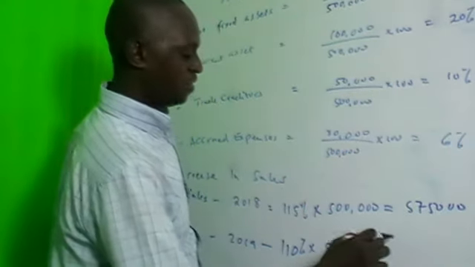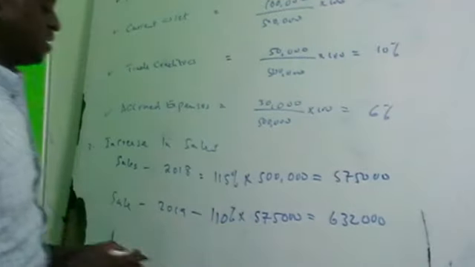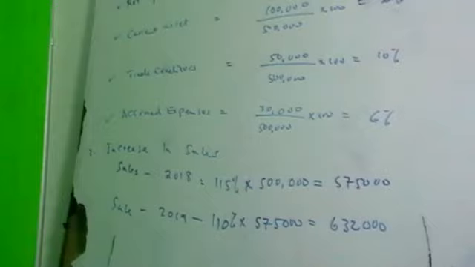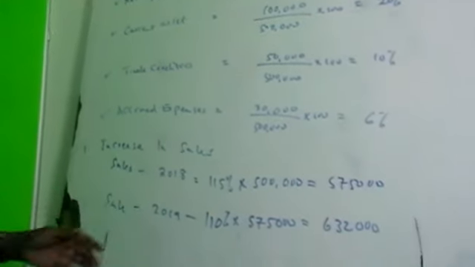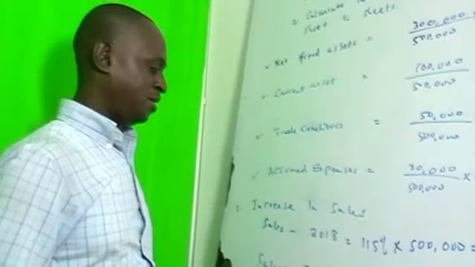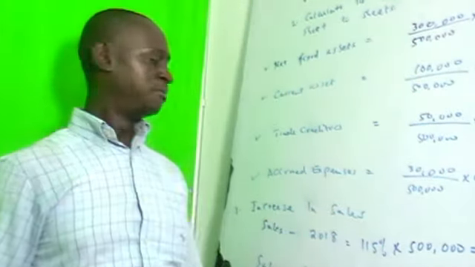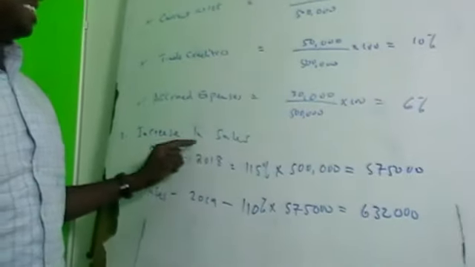575,000. So this gives us 632,000. So it means that at the end of 2019, the total sales for this company, the KD Limited, will be 632,000. Remember, in our working number 3, we want to calculate increase in sales.